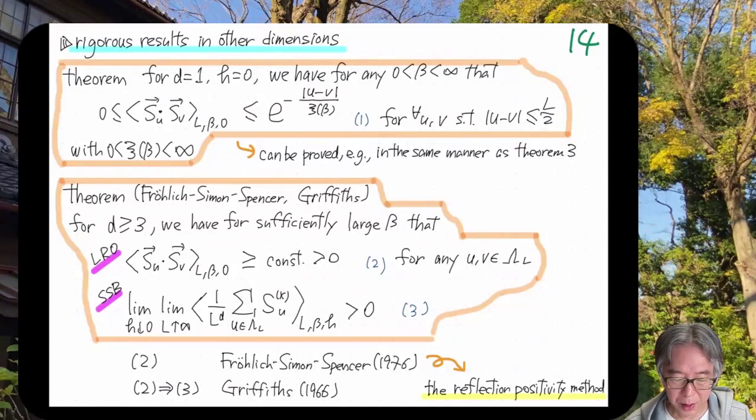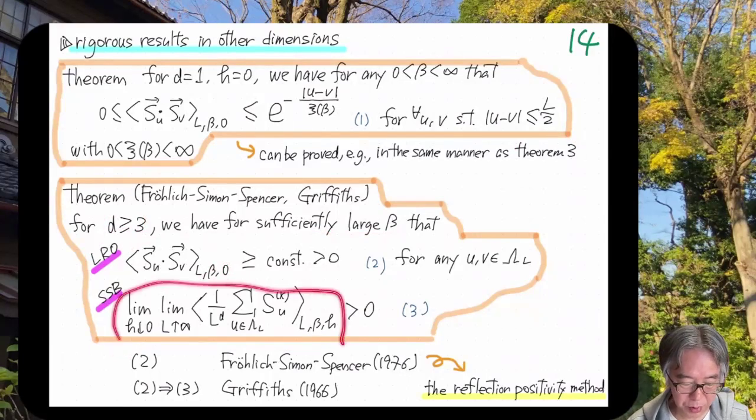Okay, and this is another theorem. This theorem is about dimensions 3 or higher. In this case, at sufficiently large beta, it has been proved that the 2-point correlation function at vanishing magnetic field does not decay. So there's long-range order, and also there is spontaneous magnetization. Yes, it was also proved that the spontaneous magnetization is non-vanishing.